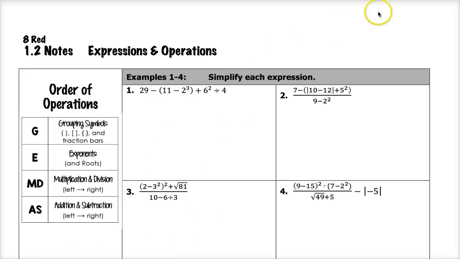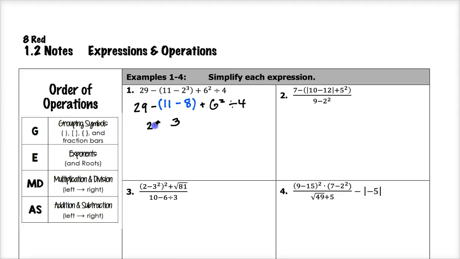So let's go ahead and try a few of these just to get our brains working. Number 1, so we have 29 minus the quantity 11 minus 2 cubed, plus 6 squared divided by 4, and my order of operations says I need to do what's inside my grouping symbols first, so I'll do 11 minus 2 cubed, and 2 cubed is an exponent, so we'll go ahead and simplify that as well. That is going to give us 8, 2 times 2 times 2. So we'll bring everything else down. And 11 minus 8, that's still inside grouping symbols, so we'll go ahead and make that 3.